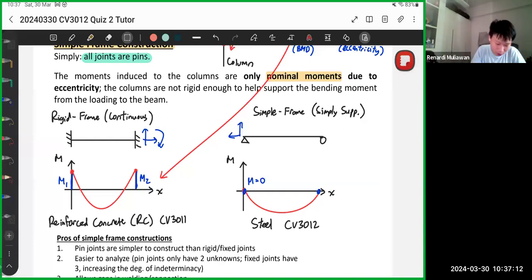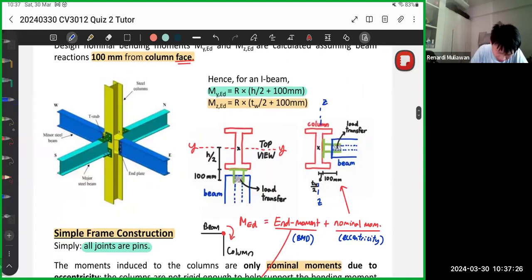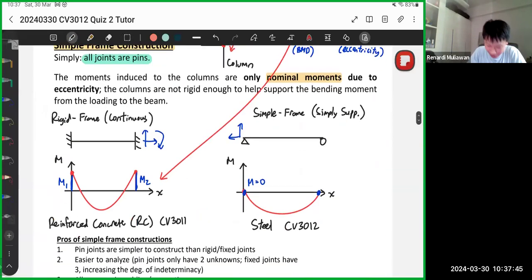Because for concrete, it's usually cast together, flush to each other, so it cannot rotate. That's why we assume it's a fixed joint. While for steel, we usually use what we call fin plates. These fin plates are usually able to rotate. That's why we assume it as pinned. This is just for your fun fact. So I hope this one is clear.